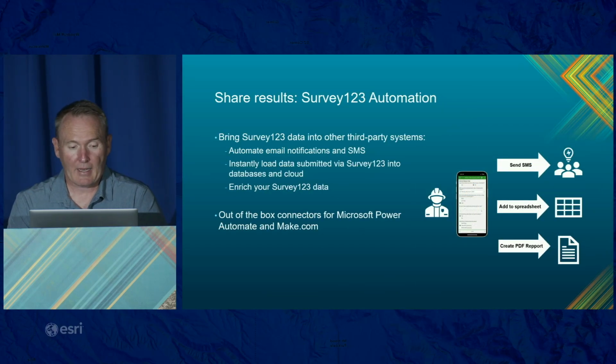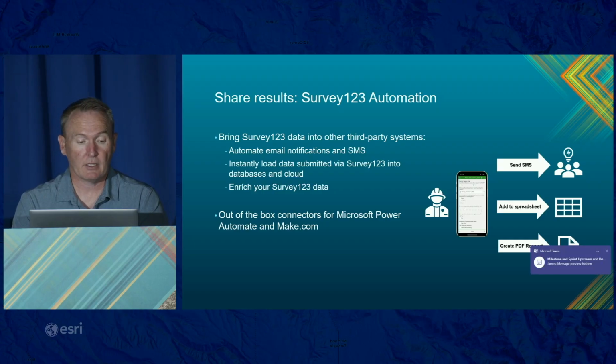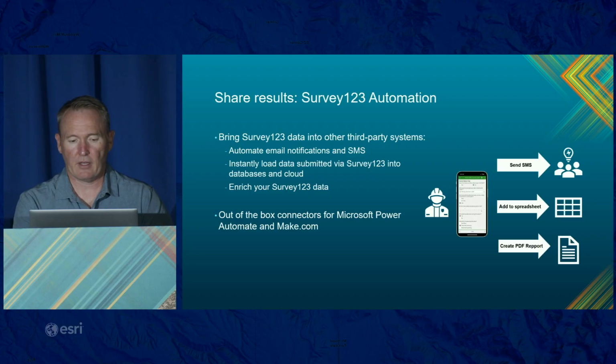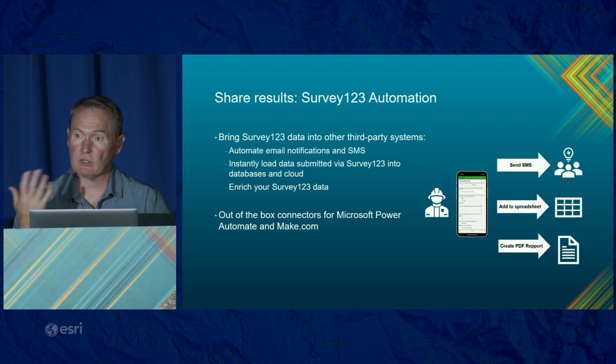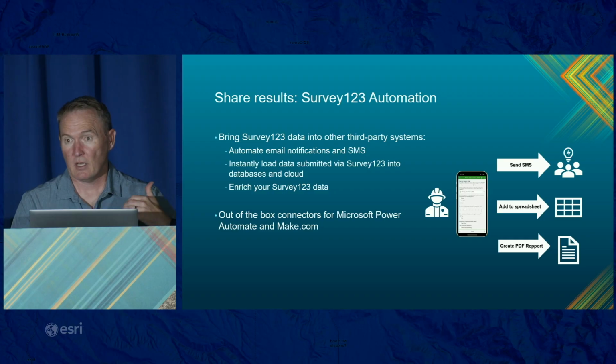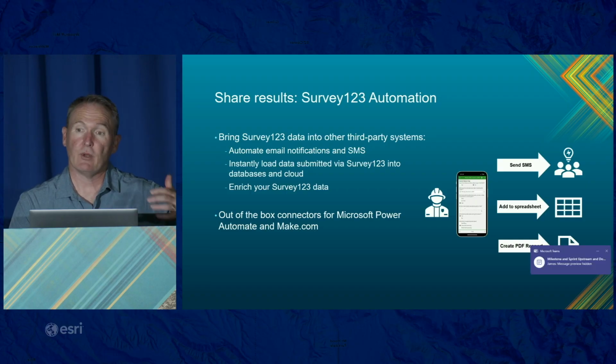And the last way, I think a growing popular way of sharing results, is through automation. So being able to bring the Survey123 captured data into other systems. Some people want to automate email and SMS notifications when data has been captured or a survey has been completed. It can be instantly uploaded into other databases in the cloud or other places. And you might want to, as you capture data, enrich it with more data along the way.